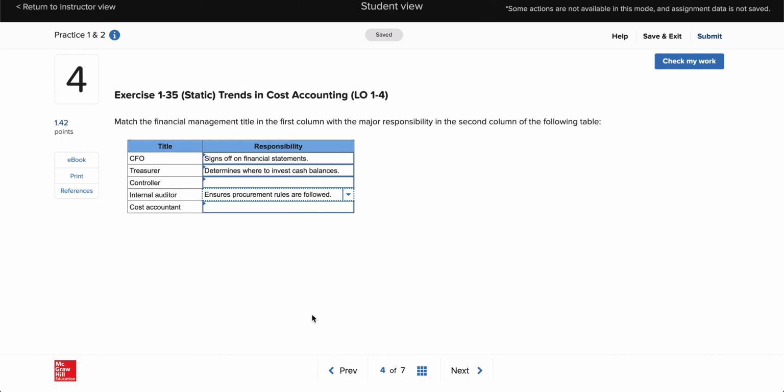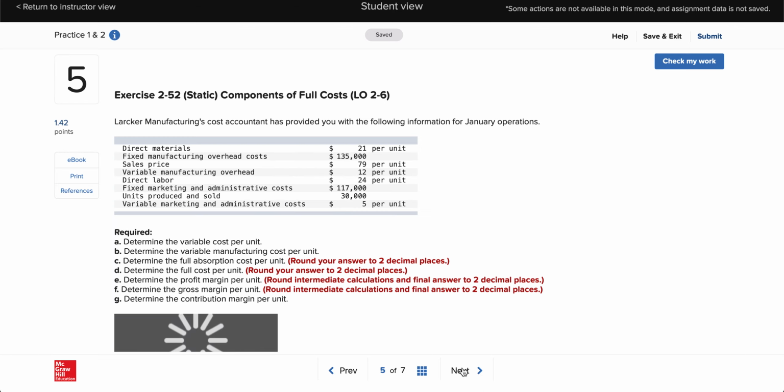The other two, I'll leave it up to you. There's information in your textbook. This is just, again, somewhat definitional.